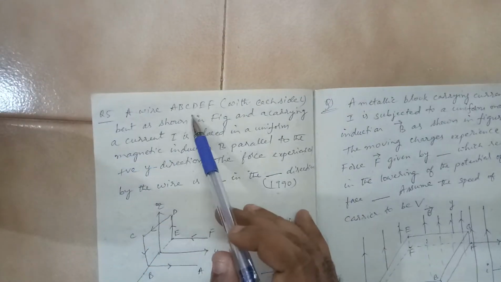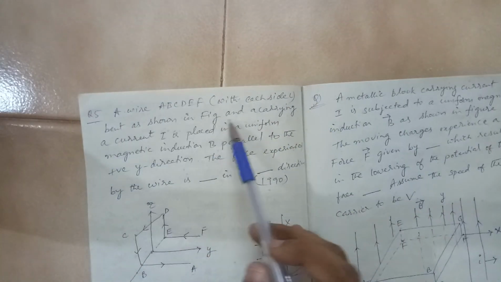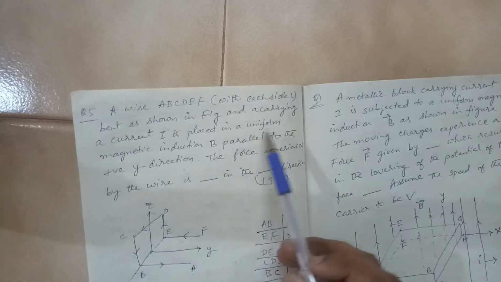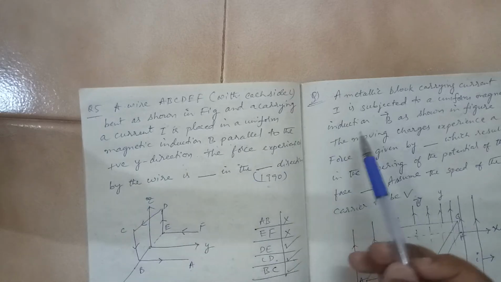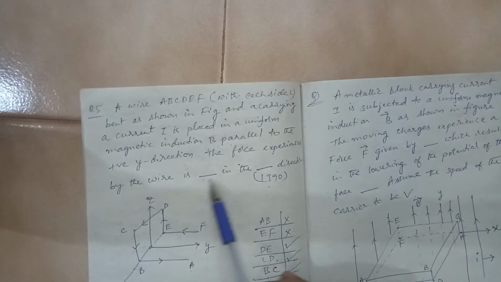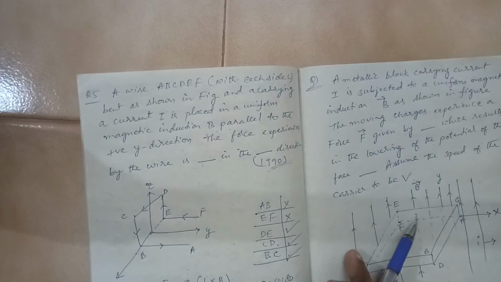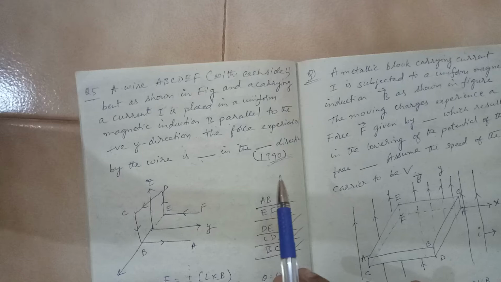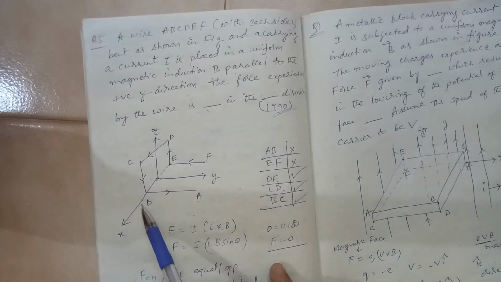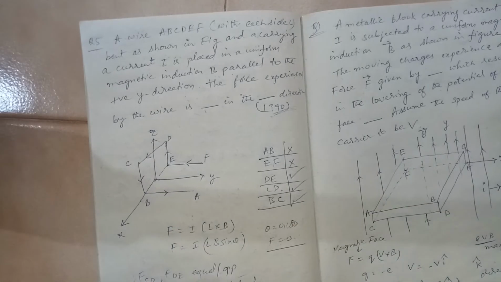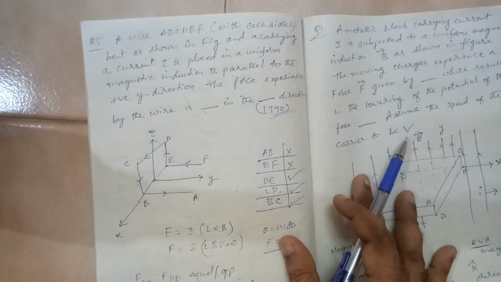A wire ABCDEF with each side L, bent as shown in the figure and carrying a current I, is placed in a uniform magnetic induction B parallel to the positive Y direction. The force experienced by the wire is so much in the so direction. This was given in 1990. A diagram has been given, so always carefully see the diagram. Here this is Y, this is X and this is Z. Don't follow your assumptions, follow what is given in the question.